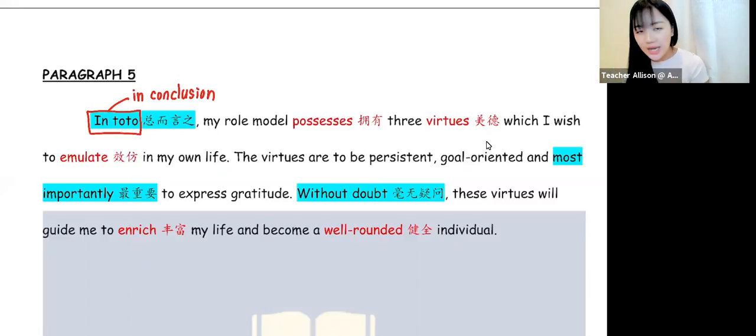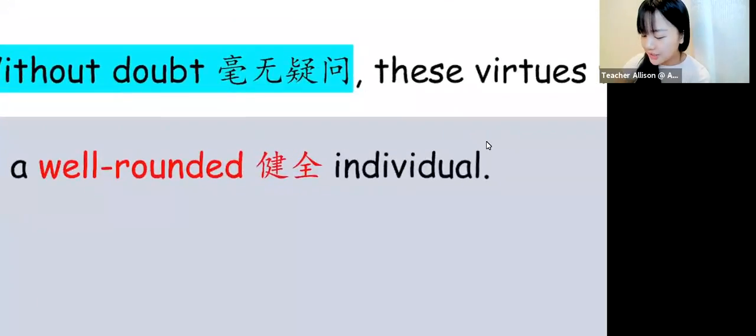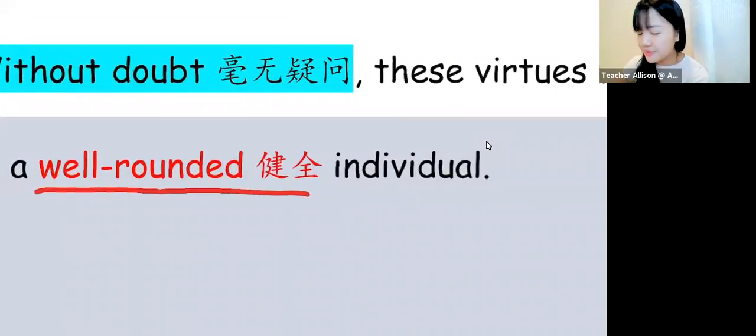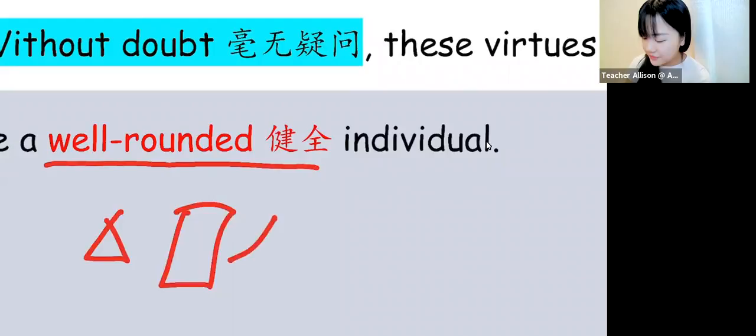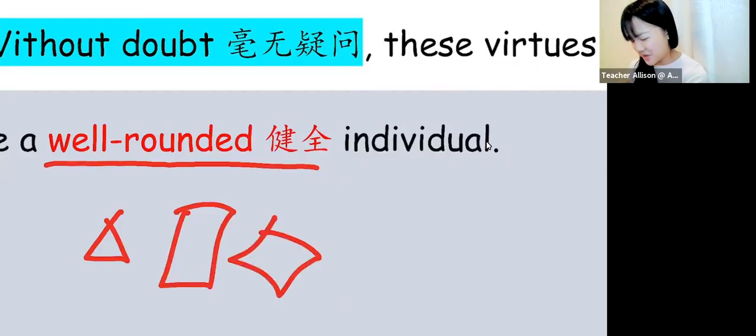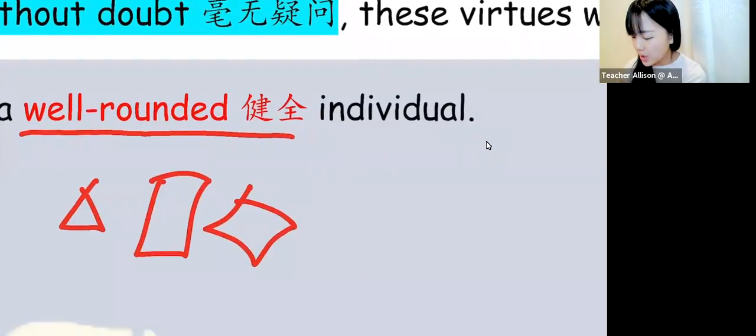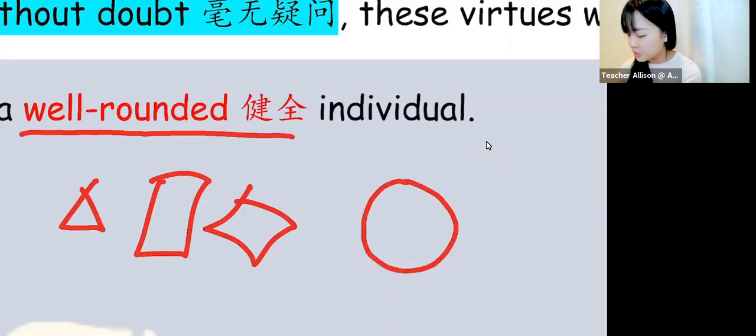All right, we do like a final wrap up for the entire essay. So without doubt, these virtues will guide me to make my life better, to enrich my life and become a well-rounded individual. So guys, this word itself is very self-explanatory. What is well-rounded? So if I give you a few shapes, they are all like not very perfect, but what does well-rounded mean? Well-rounded means like 富有, like you know a lot of things.